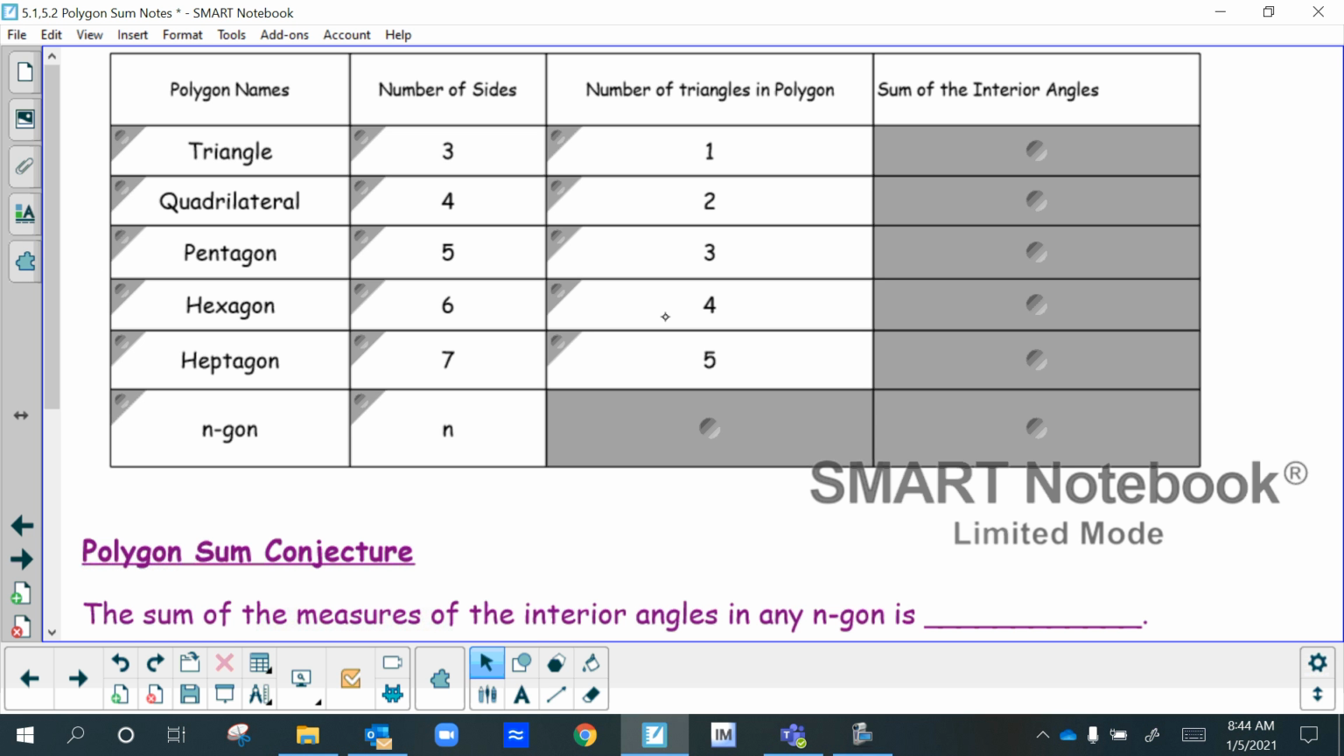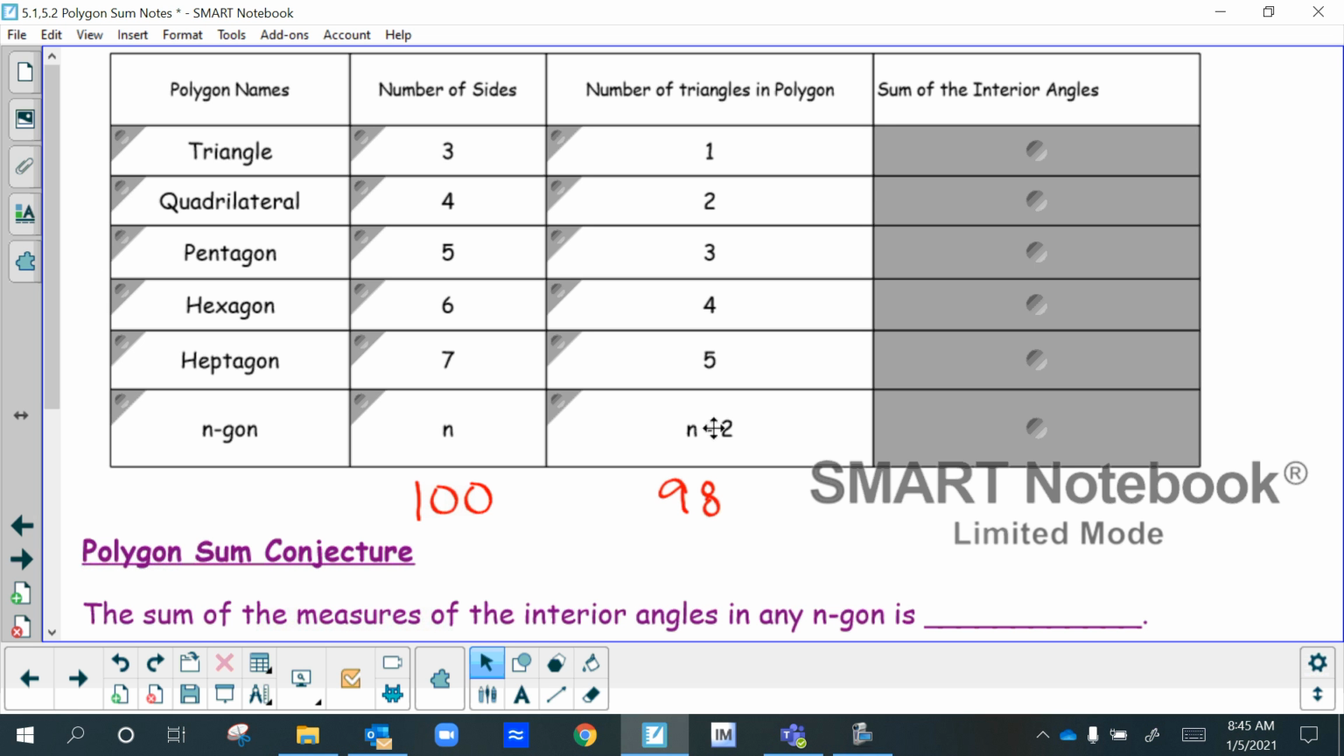So how many triangles would be in a 100-sided polygon? Well, 2 less, 98 triangles. Okay, so it should be pretty easy. So for n, it's always going to be n minus 2.